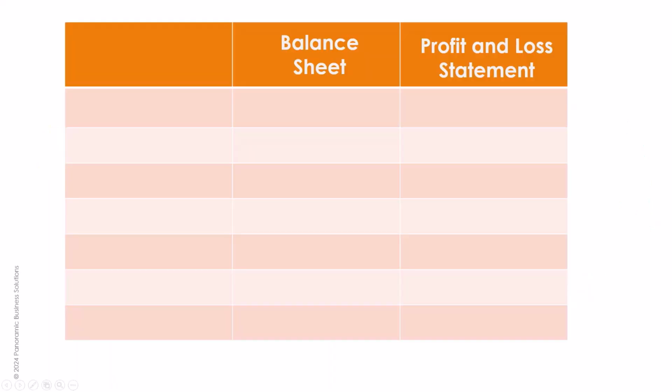So let's look at a few common examples so you can see where they show up on your financial statements. So based on what we reviewed so far on the previous screen, where would you expect to see the purchase of a new truck? Yes, you're correct. Balance sheet.